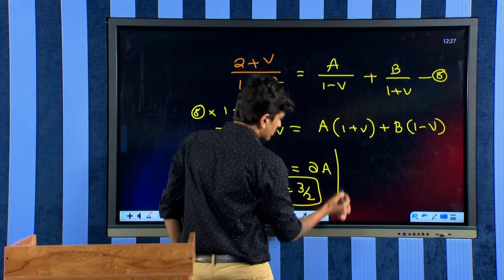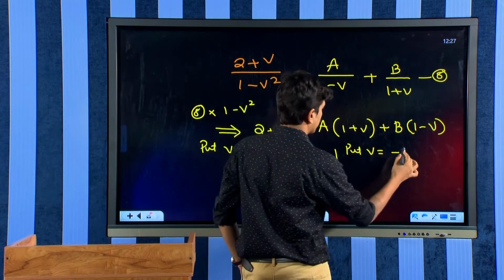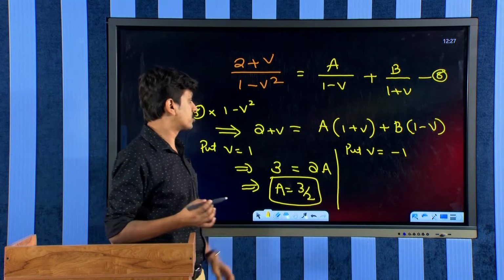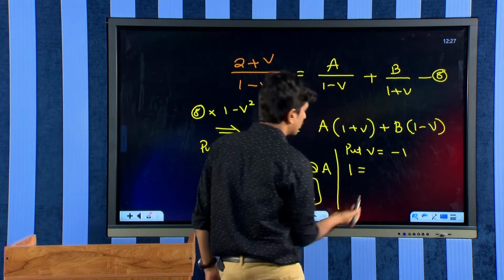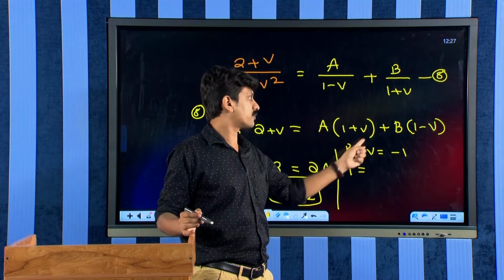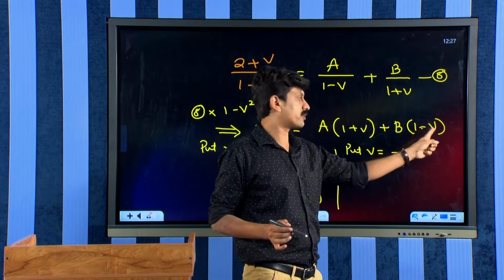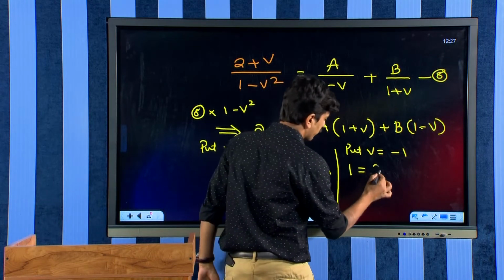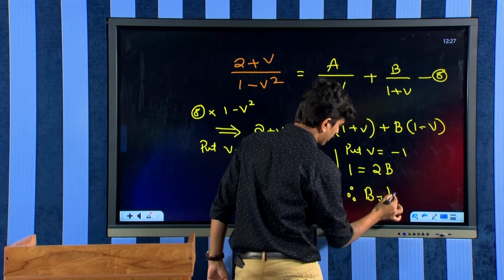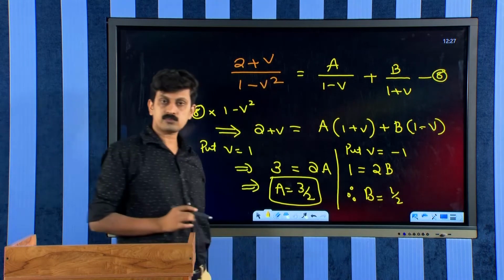Okay. Now, similarly put v is equal to minus 1. What will happen? Here 2 minus 1 that is equal to 1. While putting v is equal to minus 1, 1 minus 1 equal to 0, so this part will be 0. It is that 1 is equal to 2b. Therefore, b is equal to 1 by 2. Okay.